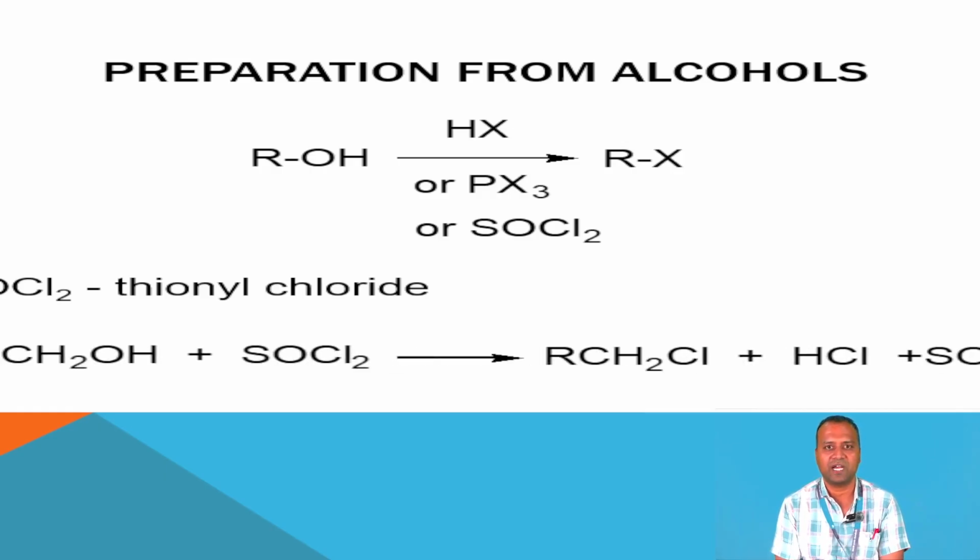How can we use thionyl chloride? We can see RCH2OH, the alcohol molecule, as the starting compound. Reaction with thionyl chloride gives the alkyl halides. We also get hydrochloric acid and sulfur dioxide, which are the byproducts of this reaction.